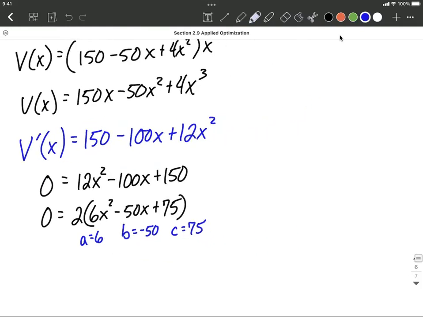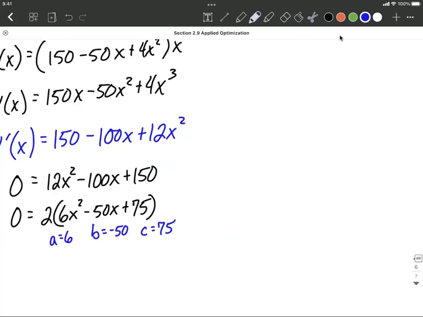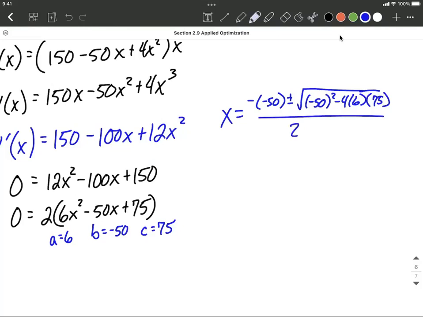And I'm going to solve this by using the quadratic formula, which may not be your favorite, but it is what it is, as they say. So our solutions are going to be represented by negative b plus or minus the square root of b squared minus 4 times a times c, all over 2a.